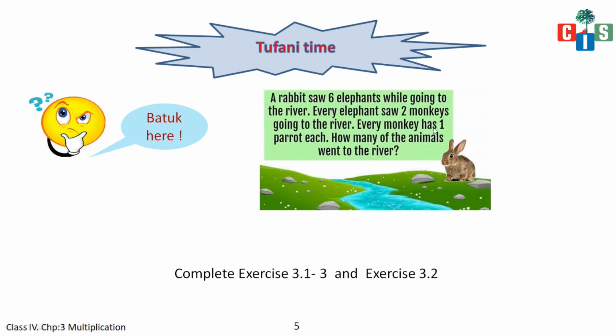And every monkey has 1 parrot. So parrots are also going to the river because they are sitting on the monkeys' heads. So parrots are also going. So 2 parrots, 2 monkeys and 1 rabbit. Fine. And how many animals went to the river? So I can say that parrots are not animals. Parrots are birds. So I'll deduct the parrots. So we have only 2 monkeys and 1 rabbit. So our answer is 3 animals going to the river.